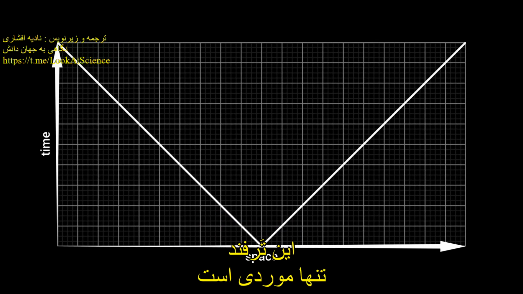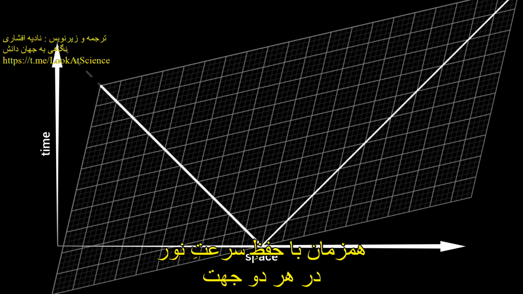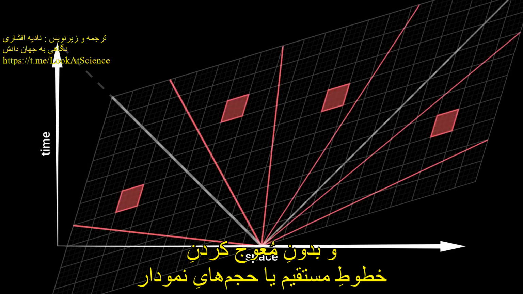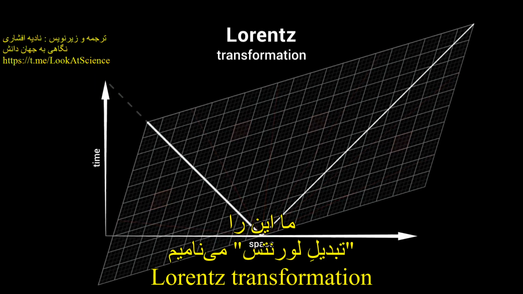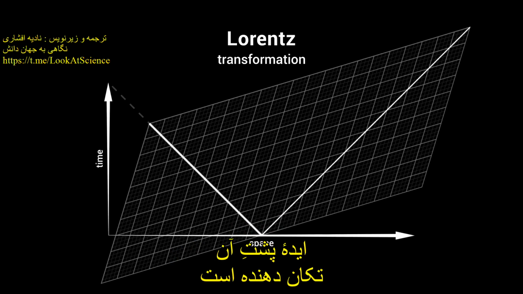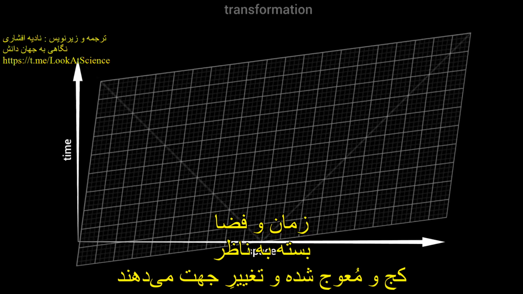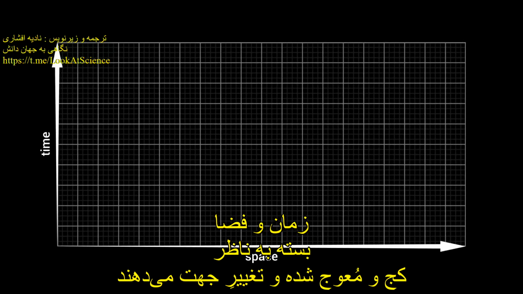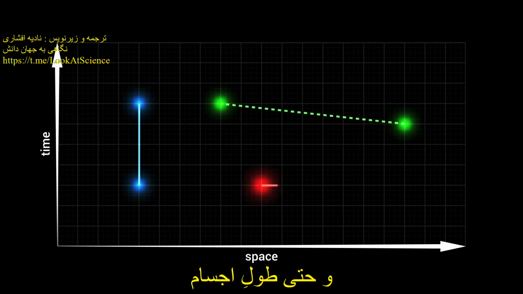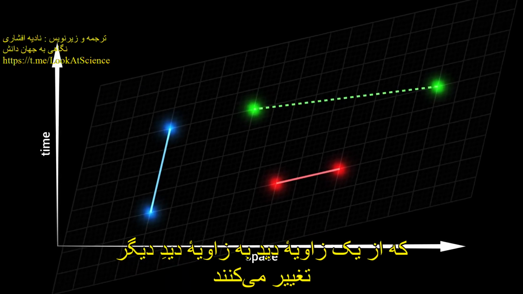This manipulation is the only one allowing us to change reference frame while preserving the speed of light in both directions, and without distorting either straight lines or the volumes of the diagram. We call this a Lorentz transformation. The idea behind it is shocking. Time and space warp and change direction depending on the observer. The duration between events, the order in which they occur, and even the lengths of objects become relative measurements which change from one point of view to another.